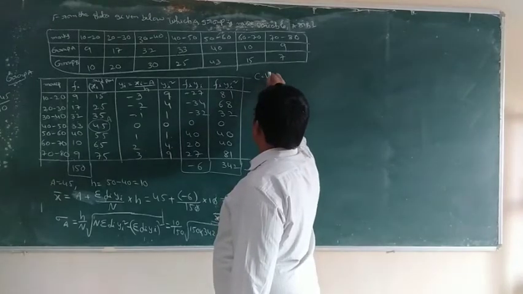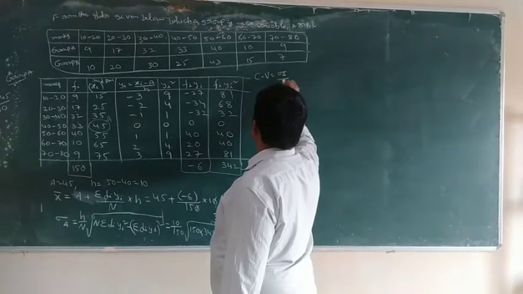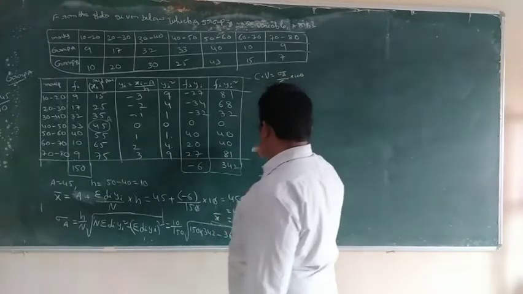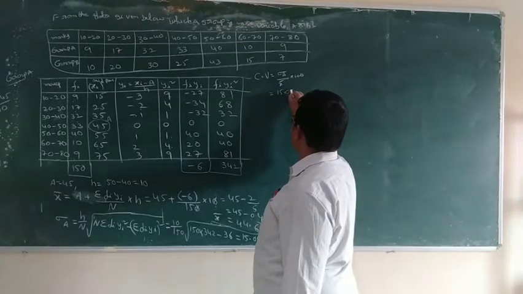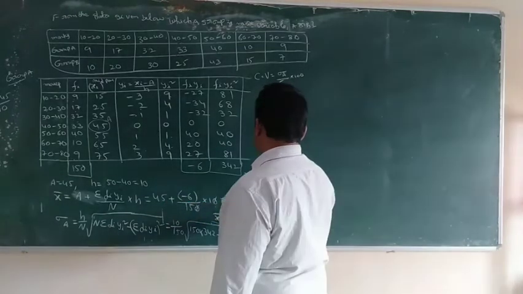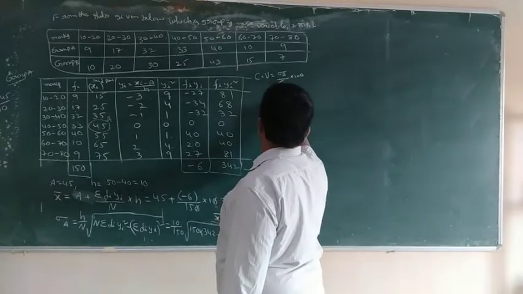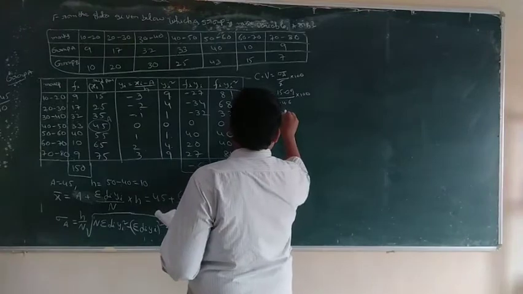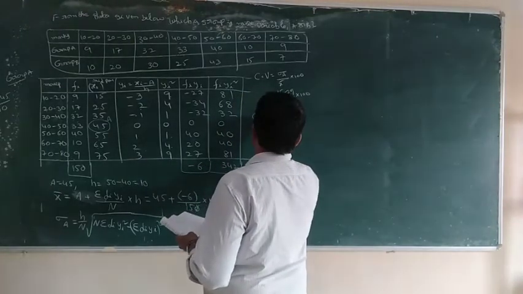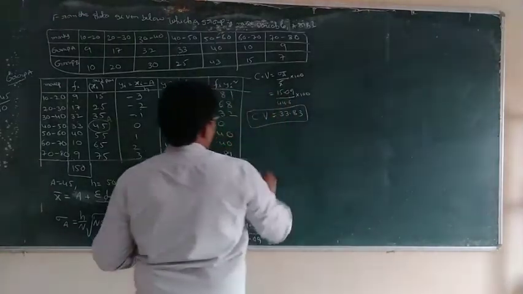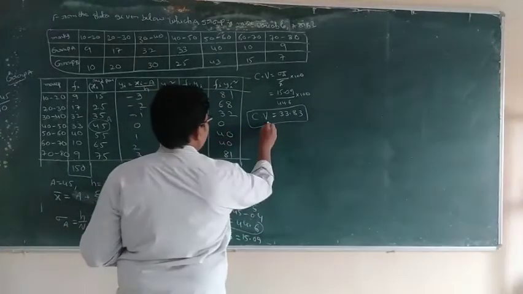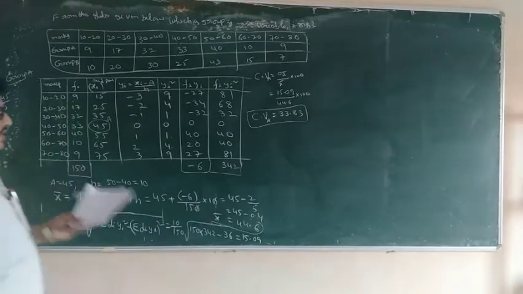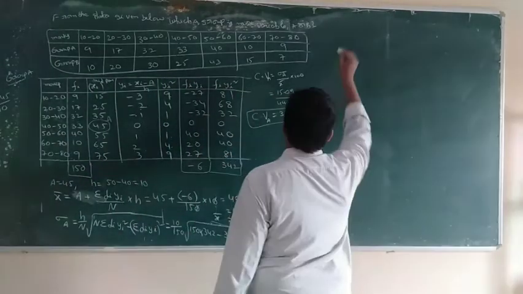So coefficient of variation is equal to sigma A by x bar into 100. That is equal to 15.09 by the mean, 44.6, into 100. So the value is 33.83, the coefficient of variation of A. You have to calculate 33.83 by using a simple calculator.